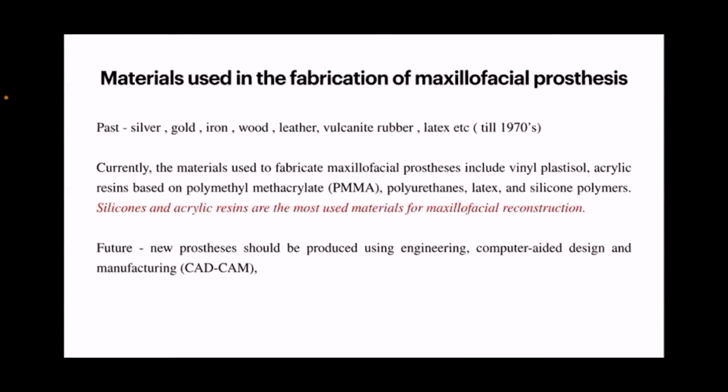Materials commonly used in the fabrication of maxillofacial prostheses in the past were silver, gold, iron, wood, leather, etc. Currently, silicones and acrylics are the most used materials for maxillofacial reconstruction. And in future, newer techniques have come into the market, like taking digital impressions and processing them, engineering them with the help of computer-aided design and manufacturing, which helps in giving a better fit to the prosthesis.